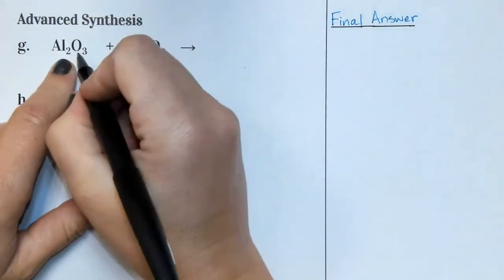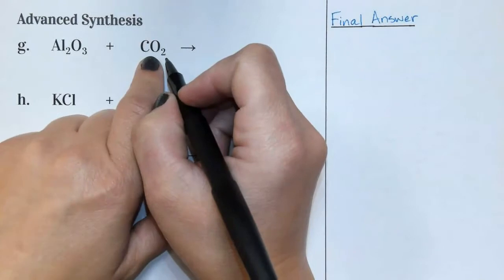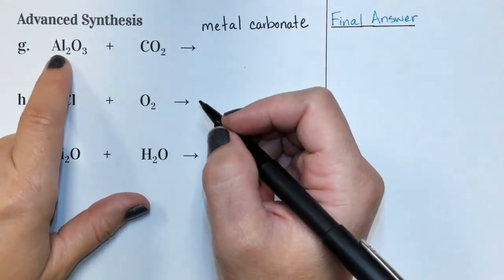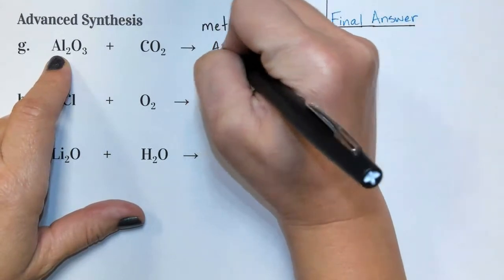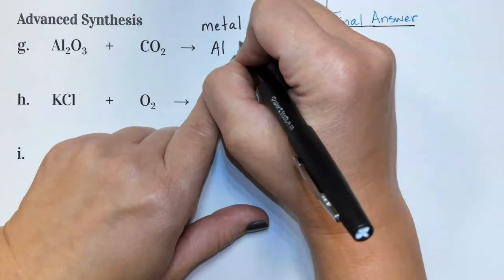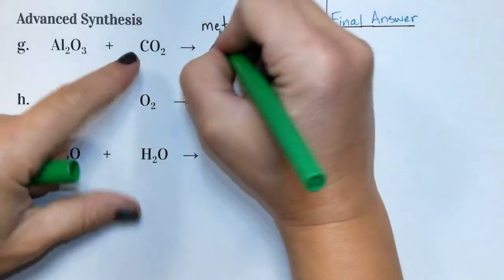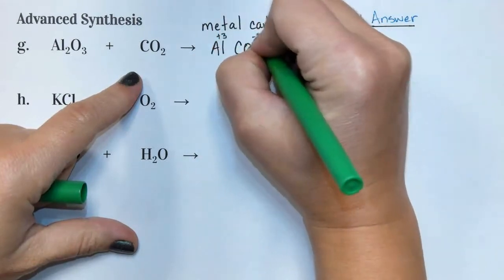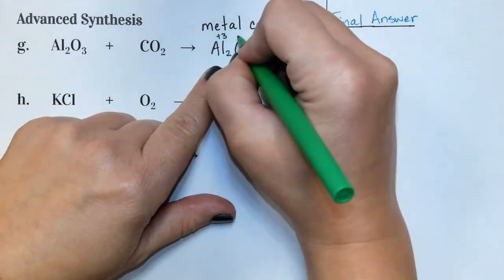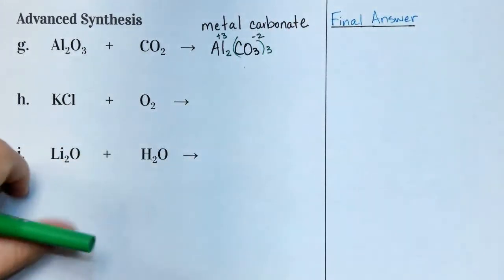So when you have a metal oxide plus carbon dioxide, you're going to yield a metal carbonate. So we'll take this metal, which is aluminum, and then these will come together to form a carbonate, which is CO3. We have to balance the charges. Aluminum has a +3, carbonate has a -2. So this will have a subscript of 2 and carbonate will have a subscript of 3. And then you balance the equation.